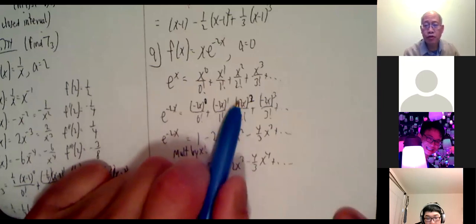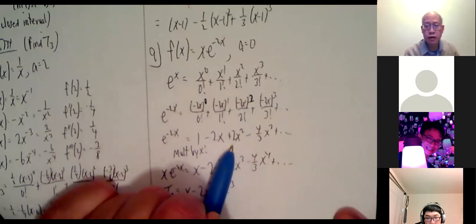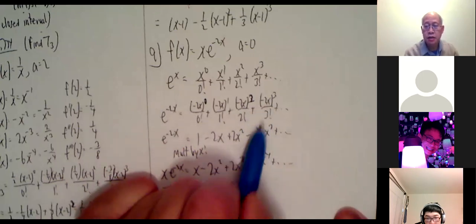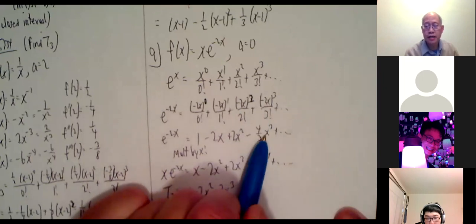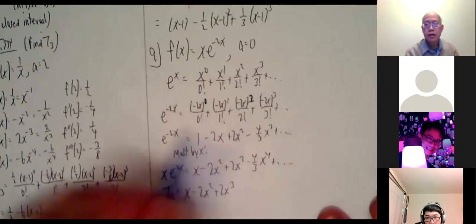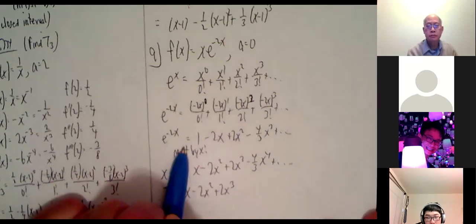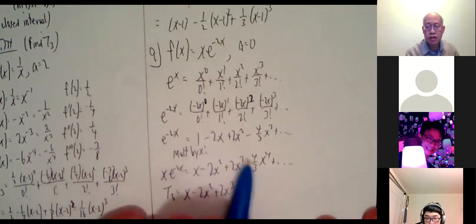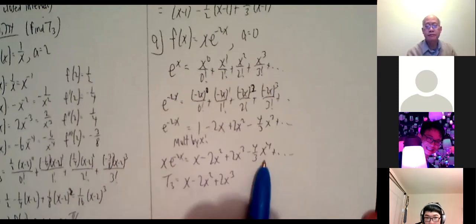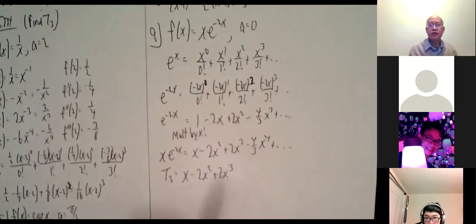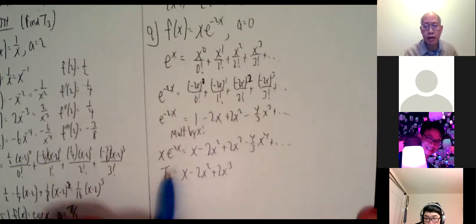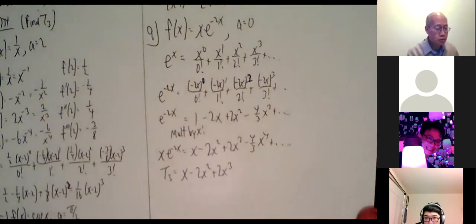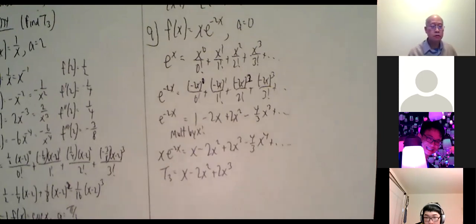-2x squared is 4x squared divided by 2, plus 2x squared. This is -8x cubed over 6, -8 over 6, -4/3 x cubed. Now you simply multiply by x. So that becomes x minus 2x squared plus 2x cubed minus 4/3 x to the 4th plus and so on. But they asked for T3, which means it has to be a cubic. So I throw out everything from here on, and I just put x minus 2x squared plus 2x cubed. And there we go.